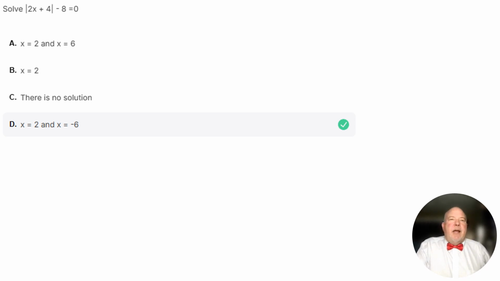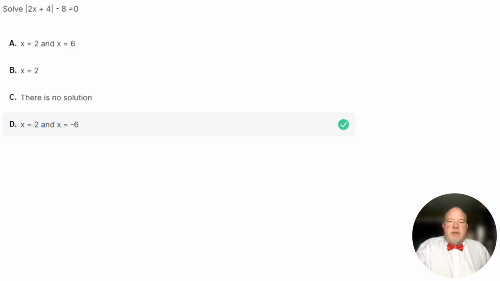All right, so we're given an absolute value equation and asked to solve it. First off, when you solve an absolute value equation, you could get one answer, you could get two answers, or there could be no solution. So that's why when you look at the answer choices here, you see some of them have two answers, some of them have one, and then there's one that says there's no solution.